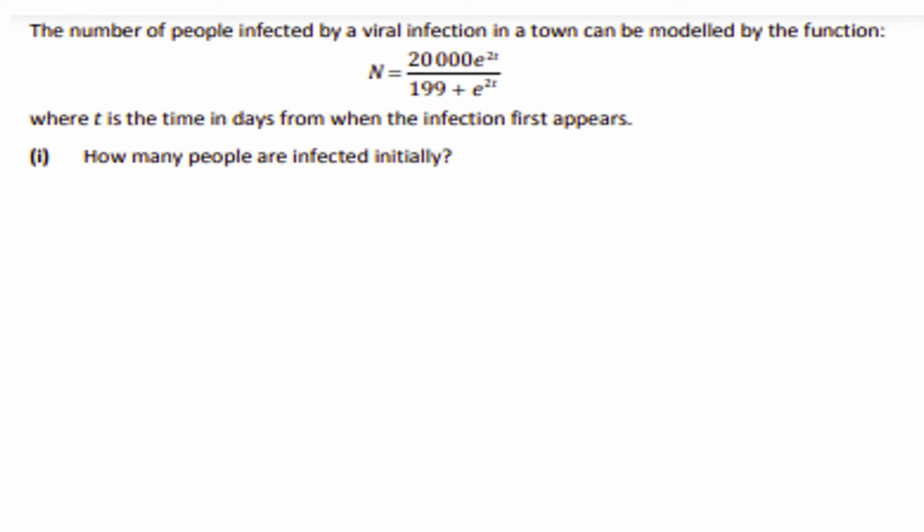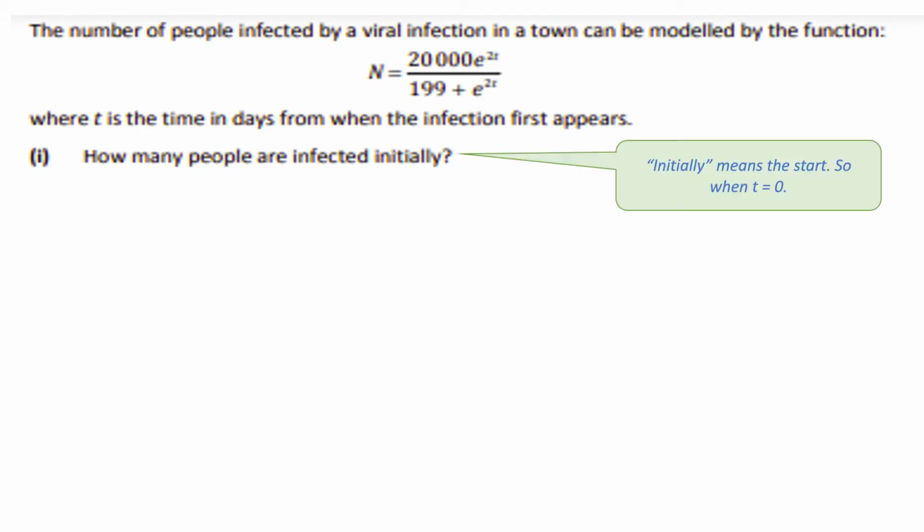The number of people infected by a viral infection in a town can be modelled by this function, where t is the time in days from when the infection first appears. How many people are infected initially? So when we talk about initially, we mean the start, which means when t equals 0. So this is a little substitution question, quite straightforward.